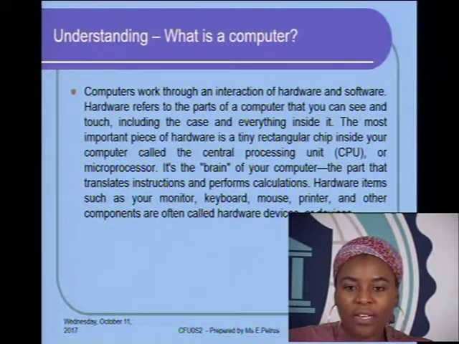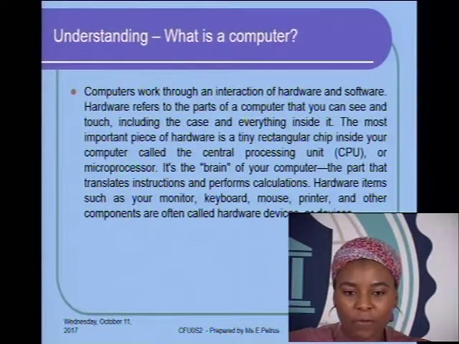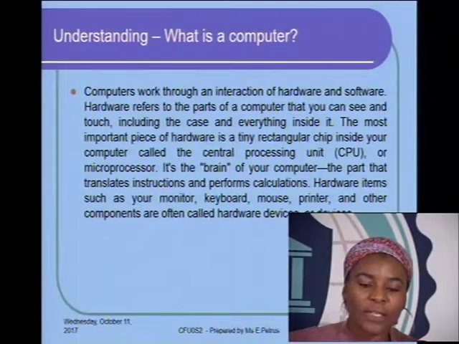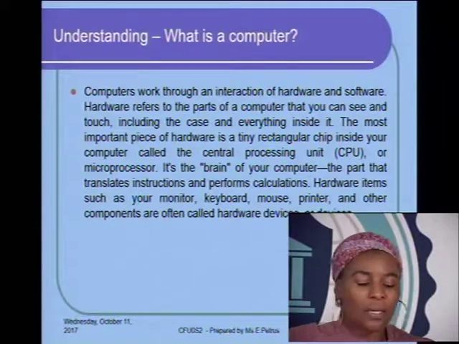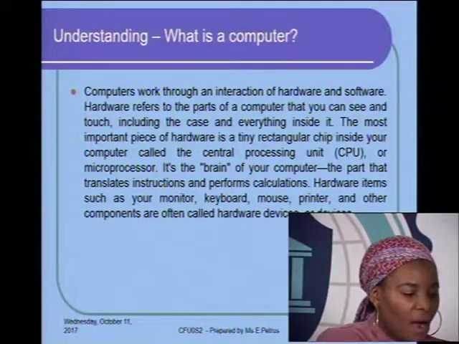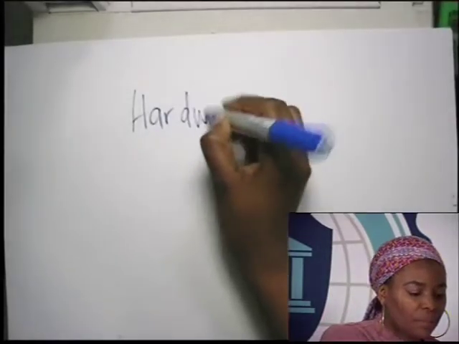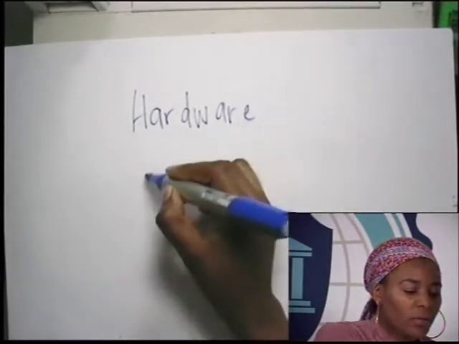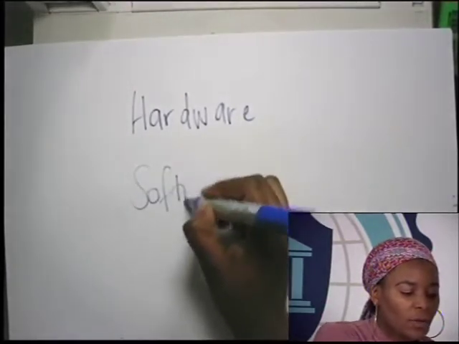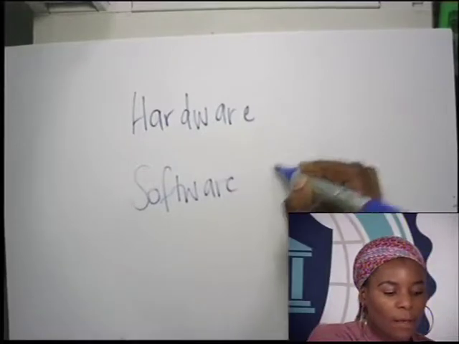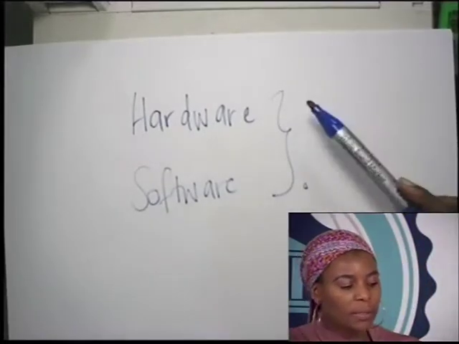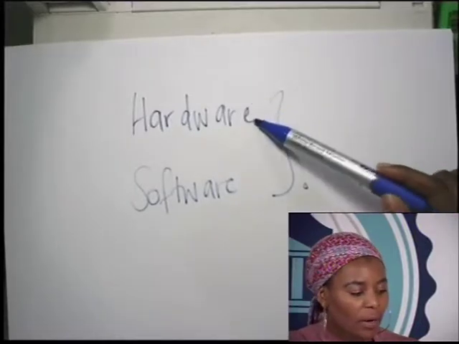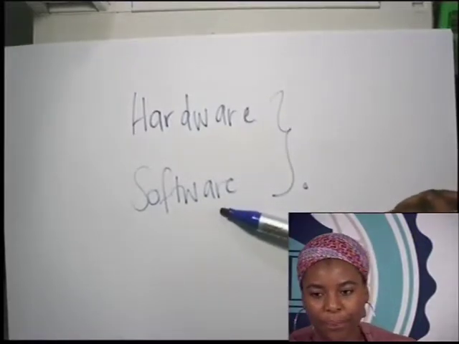Computers work through an interaction of hardware and software. Okay, we need to understand what hardware is when it comes to a computer. We also need to look at what software is, because we cannot understand a computer if we don't understand the terms hardware and software, right?